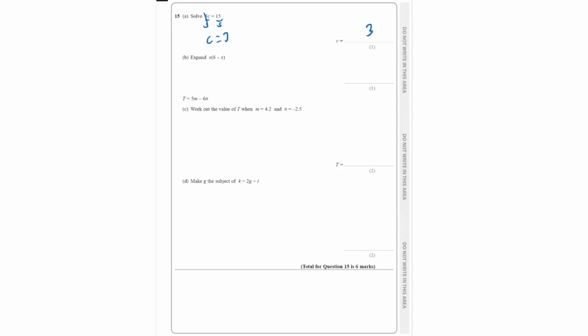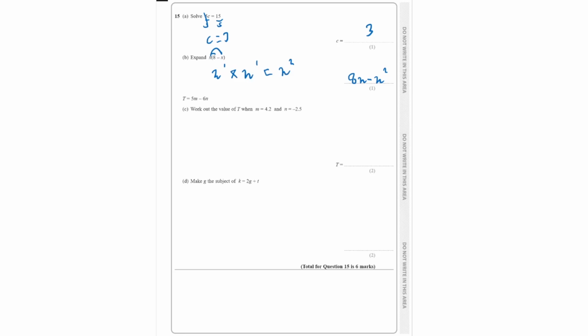Expand x(8 minus x). Always remember that when multiplying polynomials, you multiply to all the terms inside the bracket. So x times 8 is 8x, and x times negative x is negative x squared. Why? Because when multiplying powers, we simply add them.